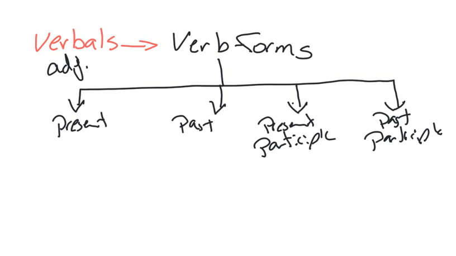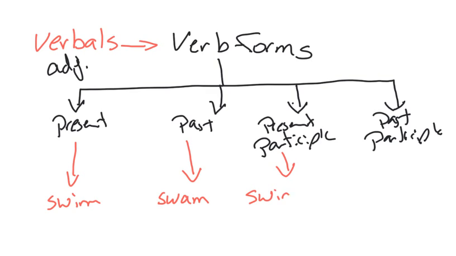Don't confuse these with tenses. These are only verb forms, shapes of verbs. For example, the present form of swim is swim. The past verb form of swim is swam. The present participle verb form of swim is swimming. And the past participle verb form of swim is swum.